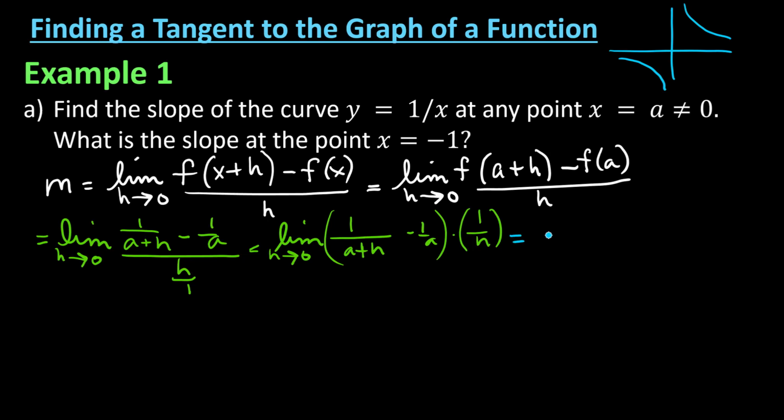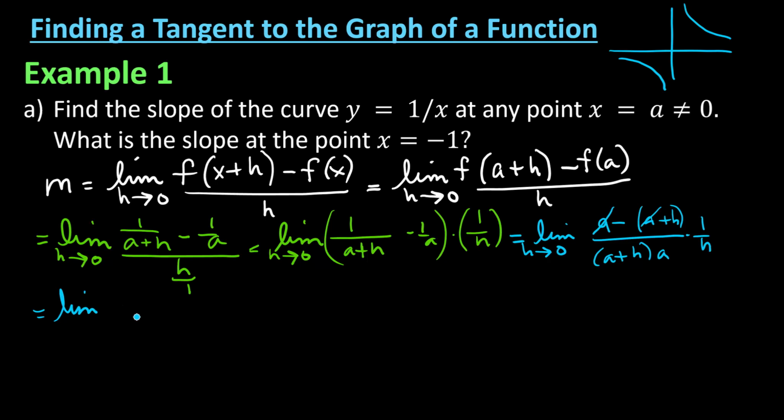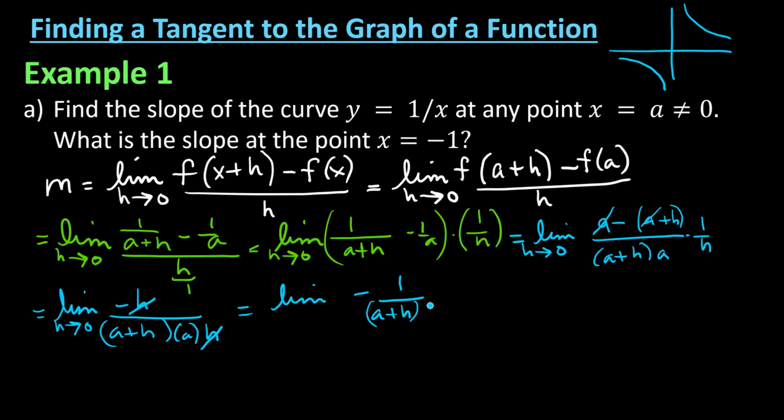Let's keep going. Get the common denominator here, which is a plus h times a. So you multiply the first one by a, minus a plus h, times 1 over h. As you notice, the a cancels, so what we have is the limit of minus h over a plus h times a times h. Since h is not really equal to 0, it's just approaching, we can cancel that. So now what's left is the limit of negative 1 over a plus h times a as h approaches 0. If h goes to 0, the whole thing will be equal to negative 1 over a squared.